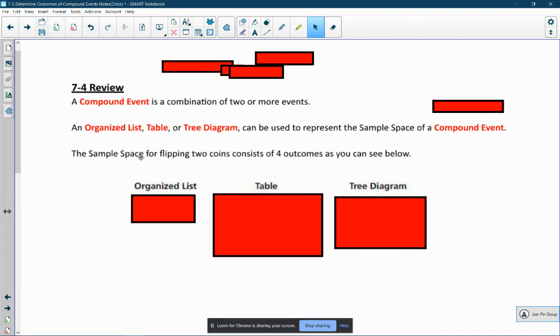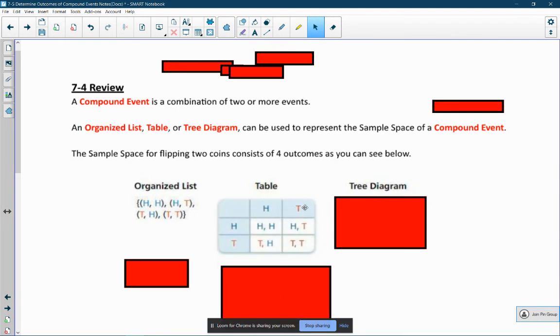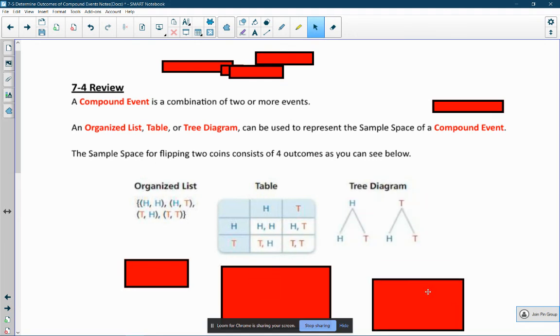Okay, so the sample space for flipping 2 coins consists of 4 outcomes, as you can see below. So here's an example of flipping 2 coins. If we describe that in an organized list: 2 heads, heads, tails, tails, heads, 2 tails. Boom. We've just listed out a table. We have a row, we have a column, and we're just matching them all up. And here's our tree diagram. Here's event 1, and here's our second row. Heads, heads, heads, tails, tails, heads, tails, tails. Okay. And those are all of our different outcomes. Organized list, table, tree diagram.